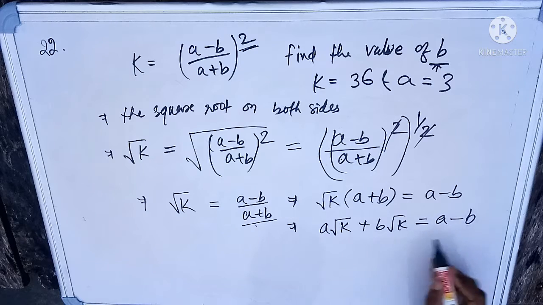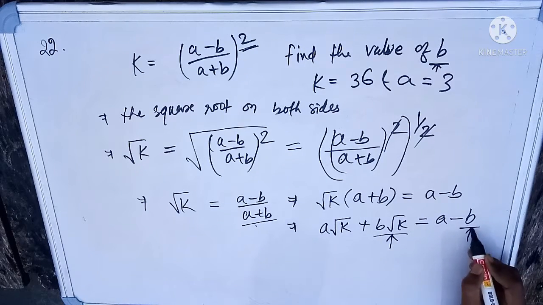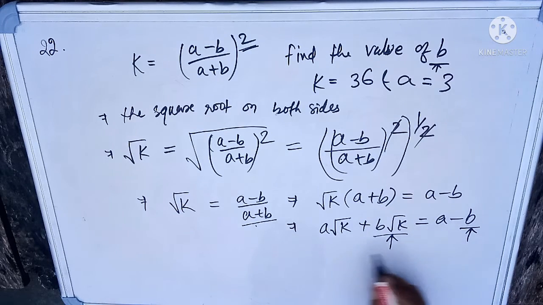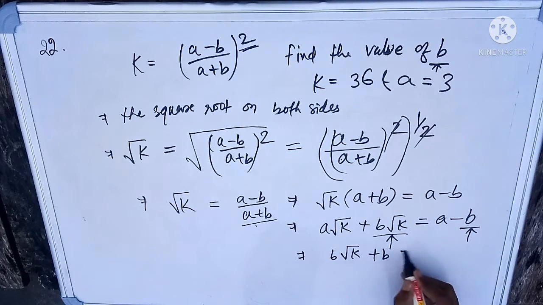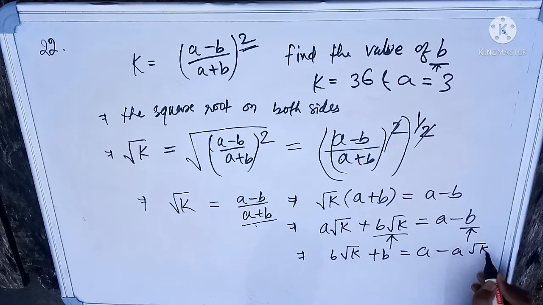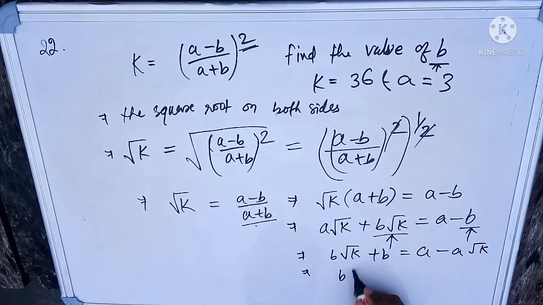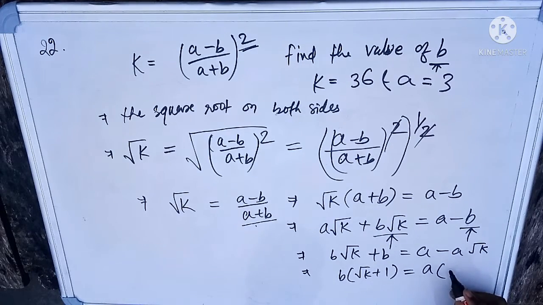Now here you can observe that we have two terms having b in them. So we will keep these two terms on one side and the rest of the terms we will keep on the other side. So for that we have b root k plus b is equal to a minus a root k. So from here we can take b as common. It will be b times (root k plus 1) is equal to a, which we take common here, times (1 minus root k). Now transferring this root k plus 1 to the other side, we have b equal to a multiplied by (1 minus root k) divided by (root k plus 1).